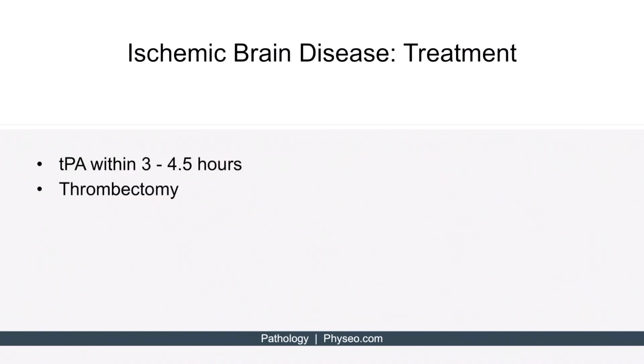Treatment for ischemic brain disease involves administering TPA within 3 to 4.5 hours. TPA helps break up the clot and restores blood flow.